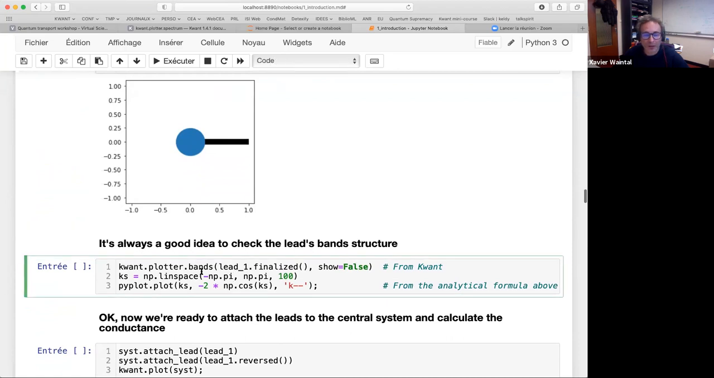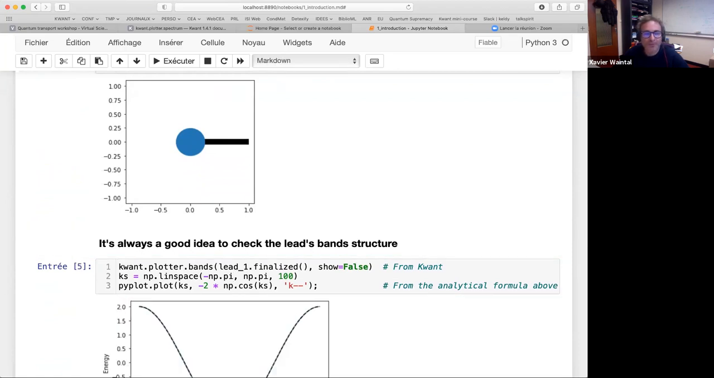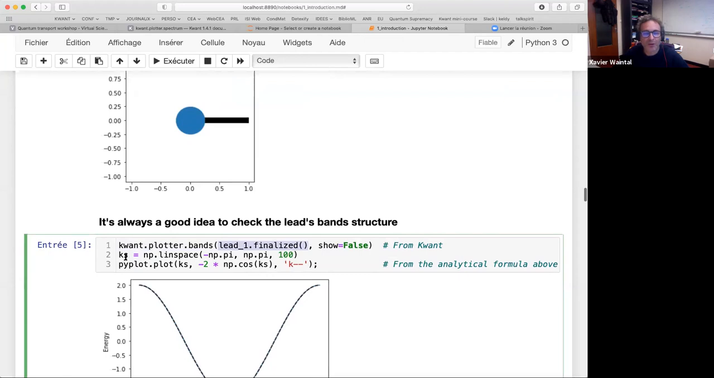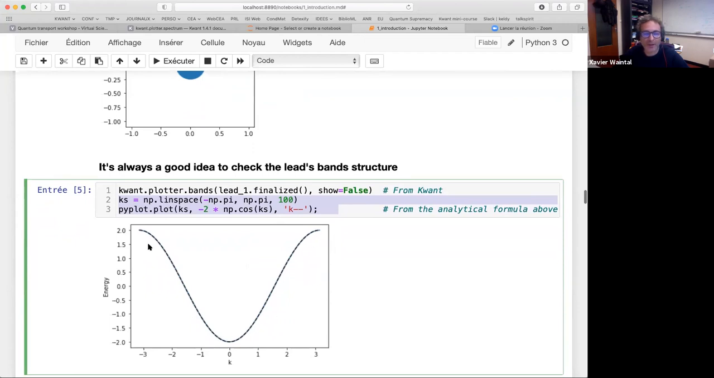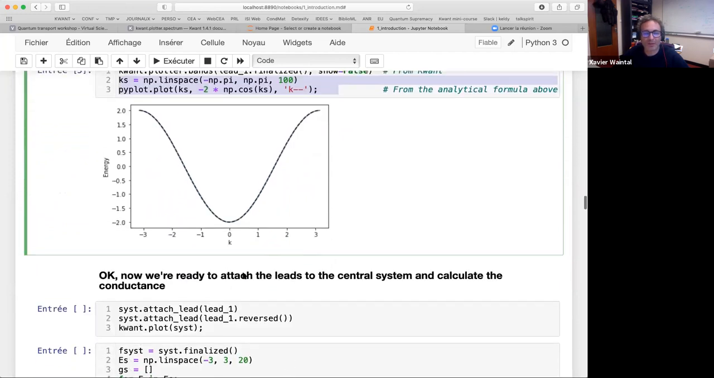When you have a lead, you can actually plot the band structure using kwant.plotter.bands using the finalized lead. And here I also added the analytical band structure, -2 cos k, which we derived earlier. And you see we have a nice match. And it's always a good idea to look at the band structure of the leads to make sure, for instance, that you have available states, that you are not in a gap or something like that, so that you know exactly what you are doing.